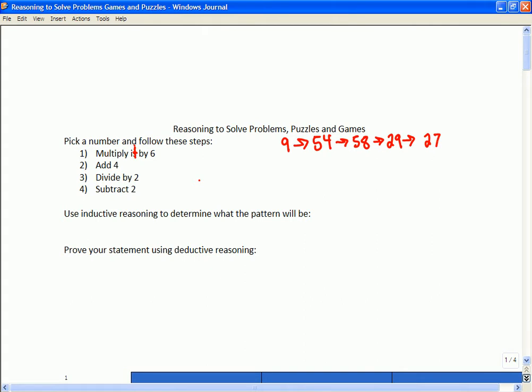Sure. 99. Okay, I'm going to have to grab my calculator then. 99 times 6. Sorry? So you did this one too? Add 4. 598. And then 299? And is that still times 3?